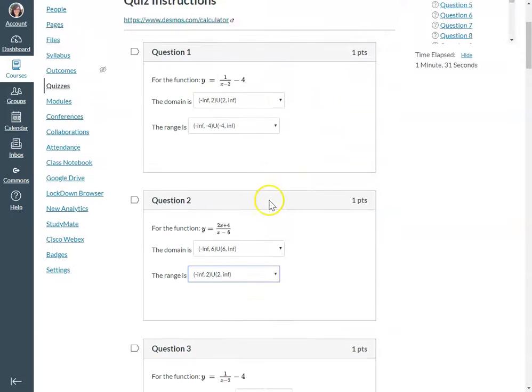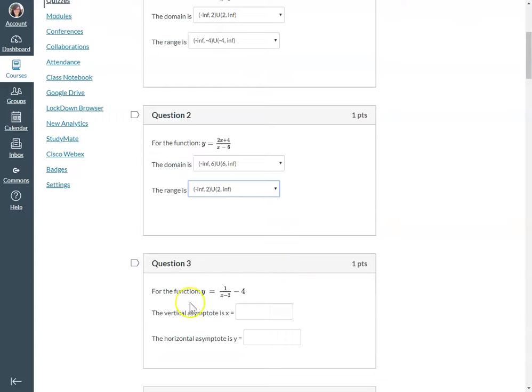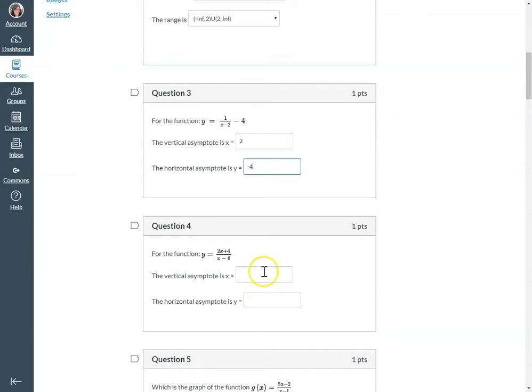Okay. Notice, this function on this one happens to be the same one. They could be different on the real test. So my vertical asymptote is the one point where my x value does not work. That was 2. My horizontal asymptote is the one point where my y value didn't work. So that one was negative 4.